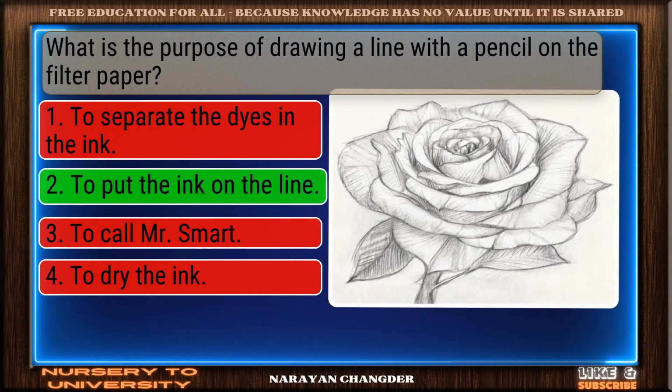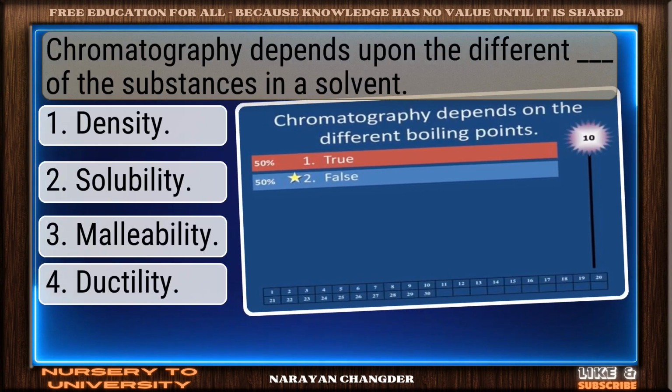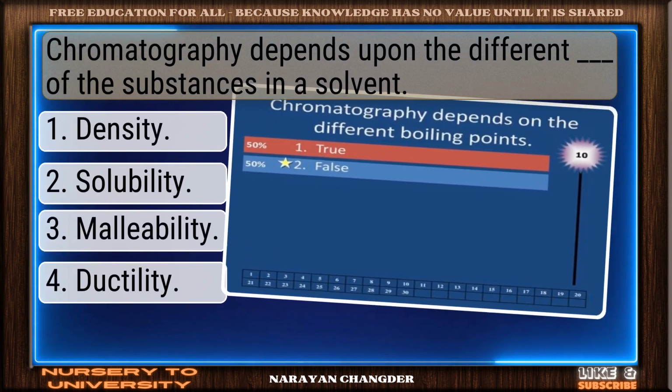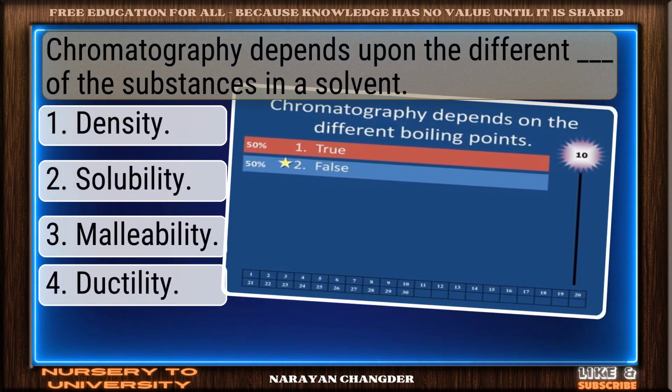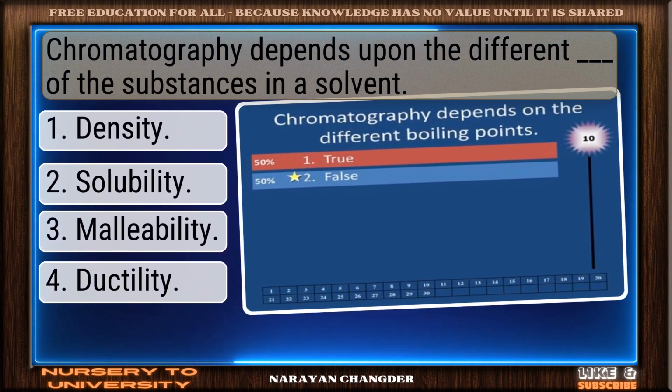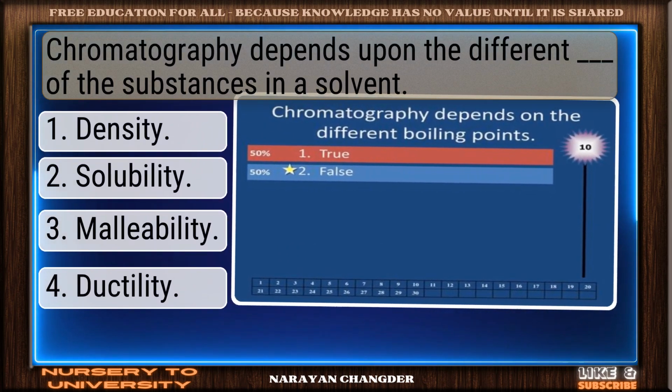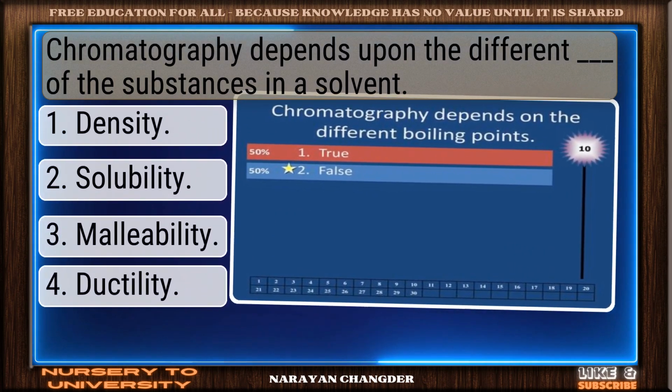Perfect choice. To put the ink on the line. Chromatography depends upon the different dash of the substances in a solvent. Option 1, density. Option 2, solubility. Option 3, malleability. Option 4, ductility.